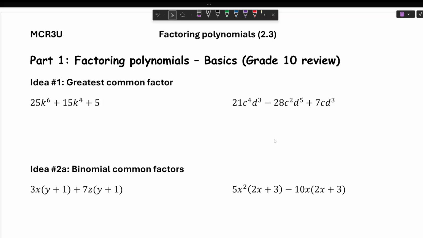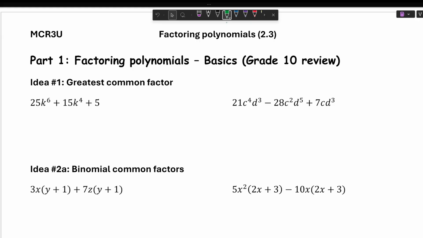In this video, we're going to review some factoring for grade 11 math. We're going to go through several topics. I'm going to do two examples of each topic. So the first factoring idea is of the greatest common factor.